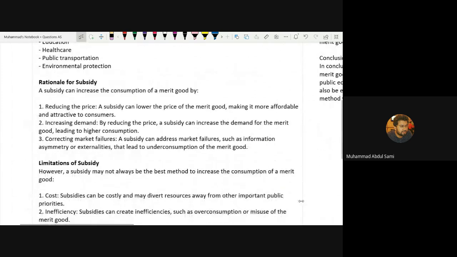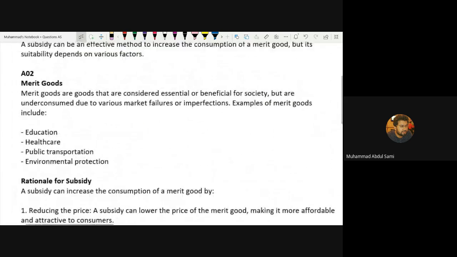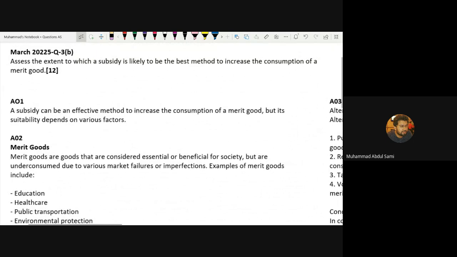Okay, we start with the AO1 part. A subsidy can be an effective method to increase the consumption of a merit good, but its suitability depends on various factors. Yes, you can mention the definition of a concept, that is subsidy, here, but like you may start even with the direct questions. The examiner focuses upon assess. So for assess, yes, you can start with the effectiveness of a subsidy rather than going for the definition.